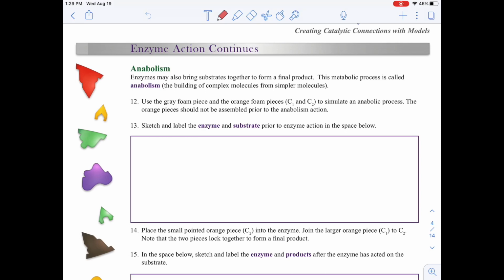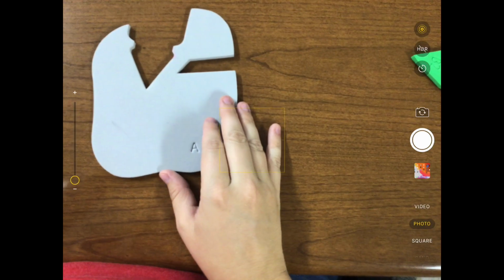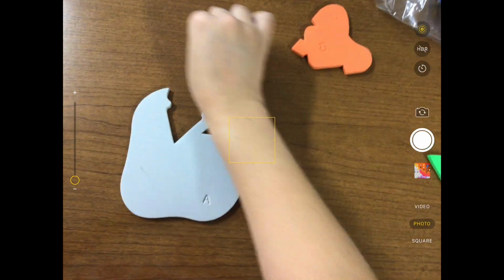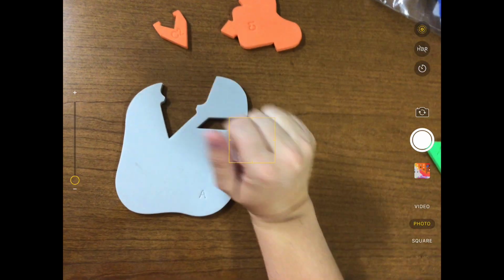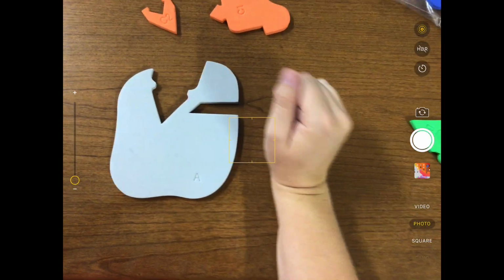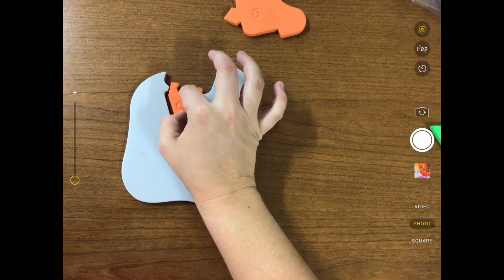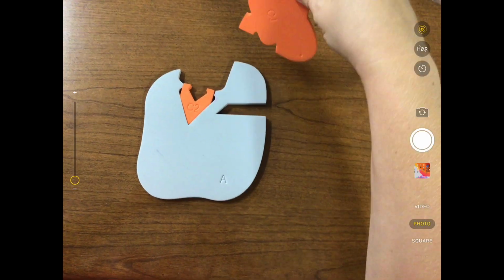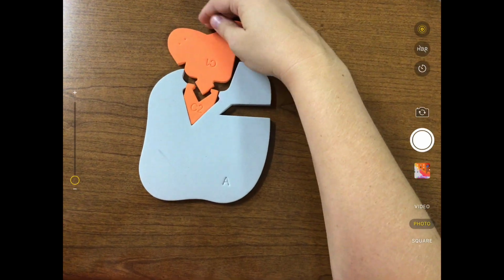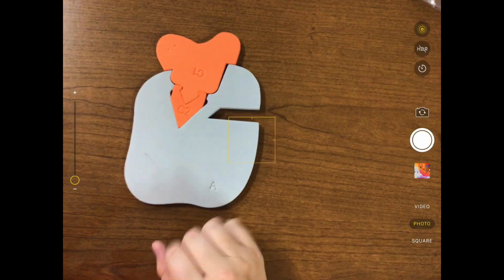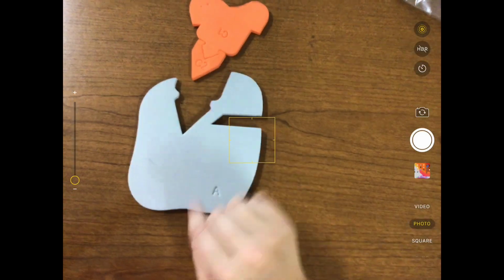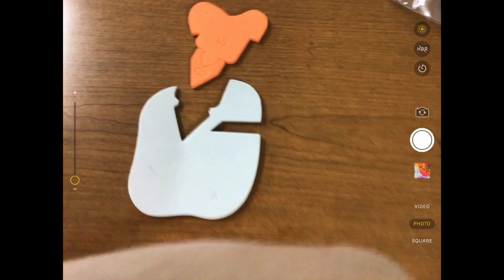All right, so let me show you what we're looking at. Okay, so I have my enzyme, still using the same enzyme here. And I have these two substrates. In this reaction, I'm going to have this substrate first enter my enzyme, and then this substrate enter. And then after the reaction has occurred, they are going to leave together as one final, bigger, more complex product.